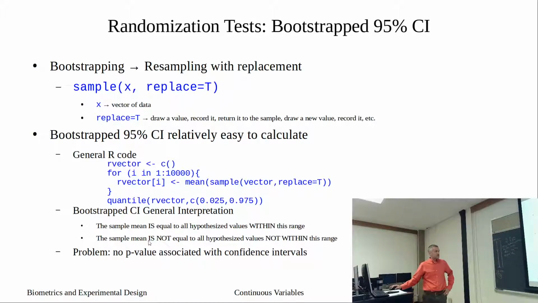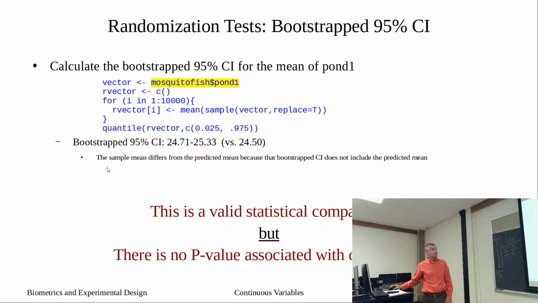All right, and then we talked about our interpretation. So remember, our sample mean is going to be equal to all hypothesized means that are captured by this bootstrap confidence interval. So any value that gets captured, we conclude that that's equal to our sample mean. Any value that is not captured by a bootstrap confidence interval, then we conclude is not equal to our sample mean. All right. The only downside of this is that there's no p-value associated with it. And again, somebody may say, hey, we need a p-value. I don't think I would, but anyways. So pond 1, let's check it out. All right. I do have a function.